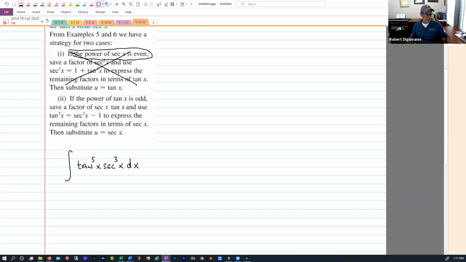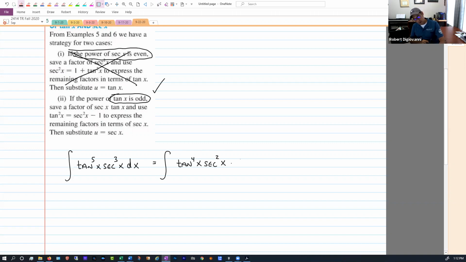So the next thing to check for is if the power of tangent is odd. Now we do have an odd power of tangent, don't we? So what we're going to do is save a factor of secant tangent. We're actually going to peel off one factor of tangent and one factor of secant. So when I peel off one of the tangents, it's going to become tangent to the 4th. I'm also going to peel off one of the secants, so it's going to become secant squared.